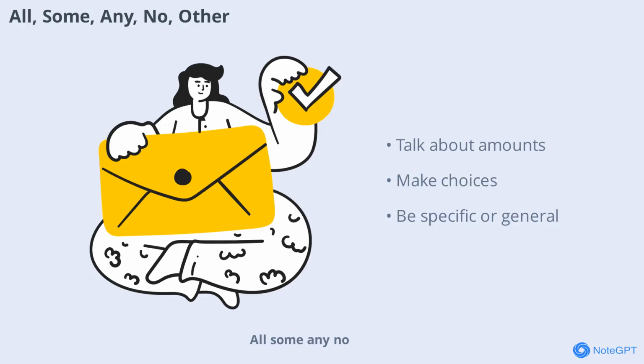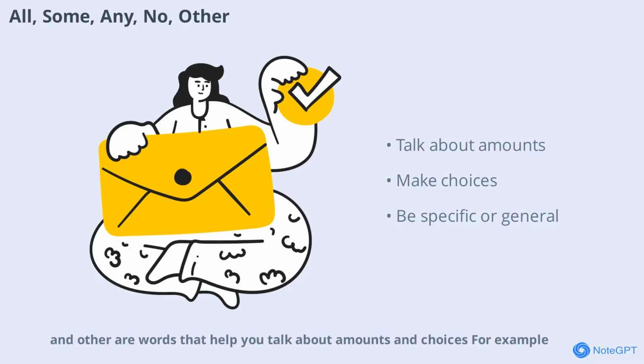All, some, any, no, and other are words that help you talk about amounts and choices. For example, all students, some water, any questions, no problem, or other options. These words are useful for being specific or general in your conversations.